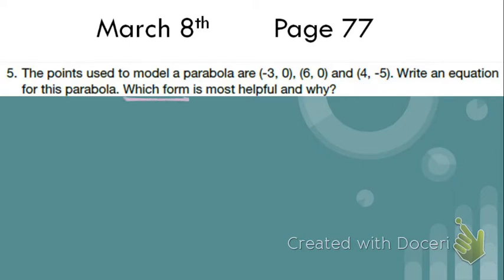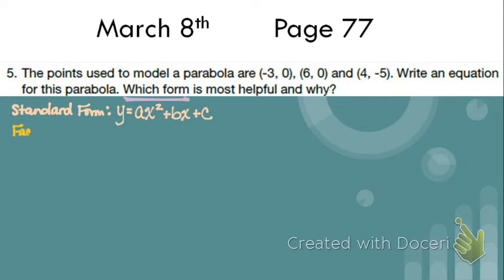So let me write down the 3 forms again. We have our standard form. This was our ABC form. That's what we've been writing for all of our projectile motion equations. y equals ax squared plus bx plus c.